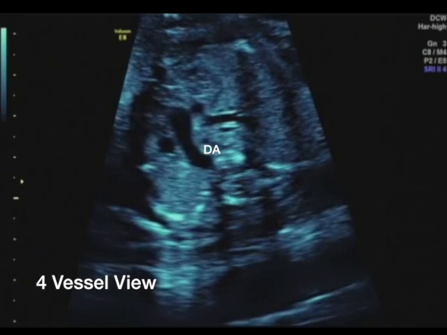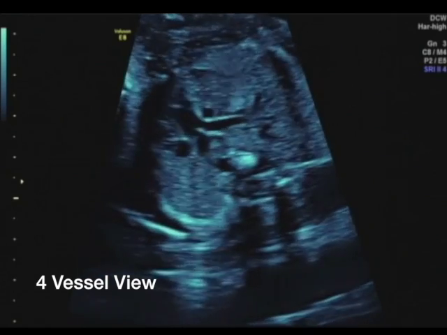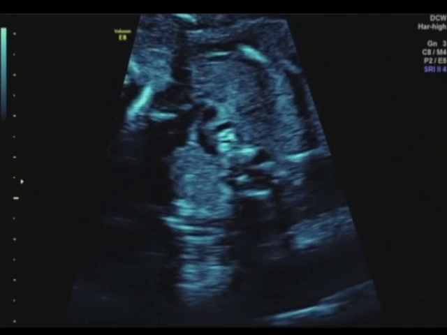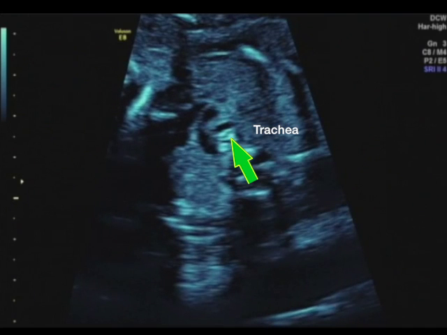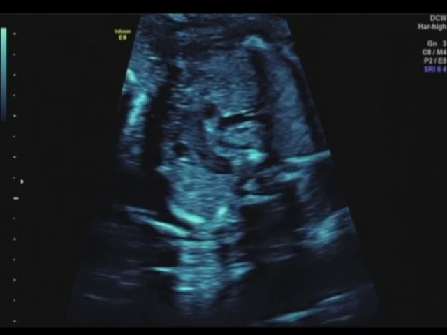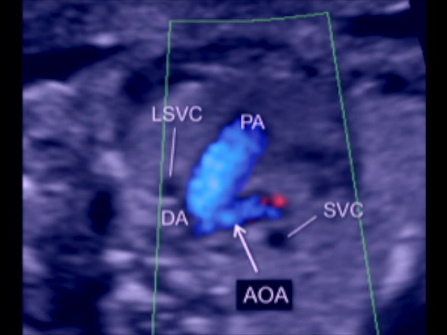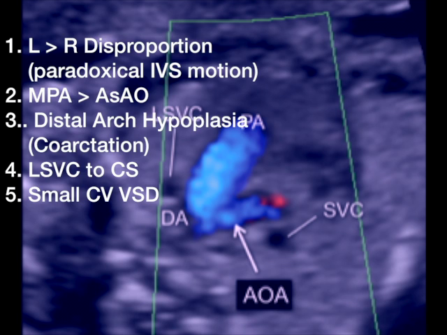Dilated ductus arteriosus. And there's the trachea. And that shows the isthmus compared to the ductus arteriosus.